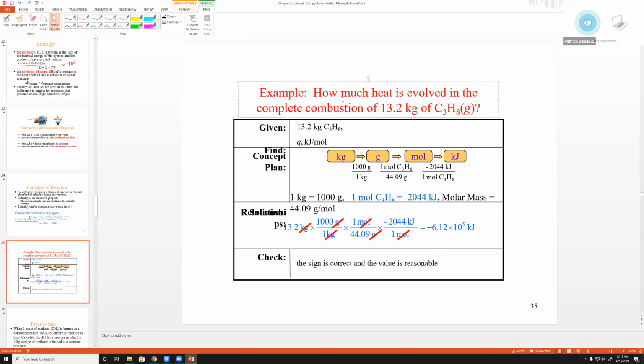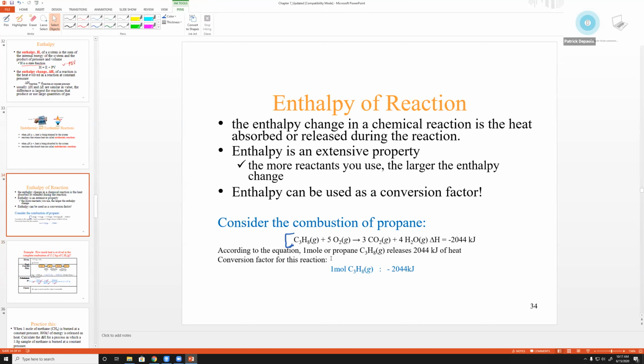Now, if we were looking for how much heat is evolved, but I guess released is a good word too, how much heat is released in the combustion of 13.2 kilograms of propane. So we know that 1 mole releases 2,044. We'll just do the math over here. 13.2 kilograms, so that's 13.2 times 10 to the third grams. How much energy does that release?